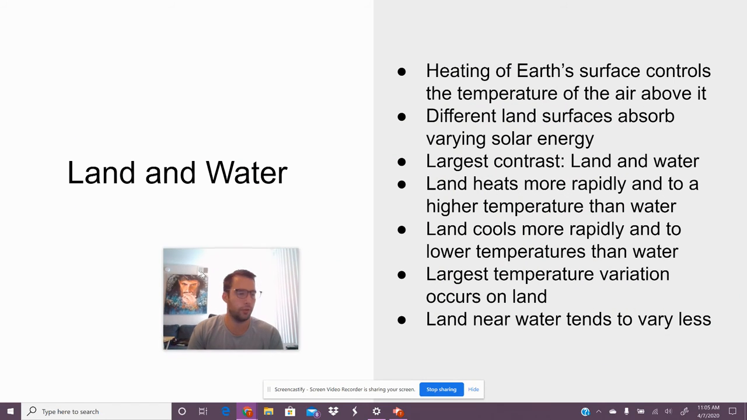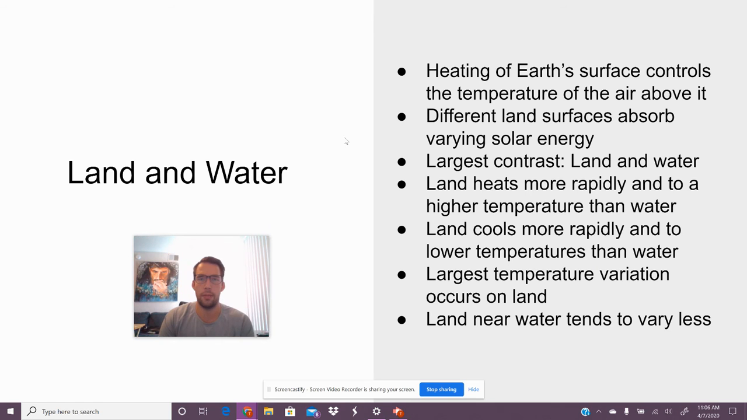Land and water also play a key factor when it comes to climate and weather. Heating of Earth's surface controls the temperature of the air above it, and different land surfaces absorb varying solar energy. So oftentimes, if you walk on a blacktop without any shoes on, it's a lot hotter than if you were to walk on grass. But the biggest difference between absorbed energy is going to be between land and water.